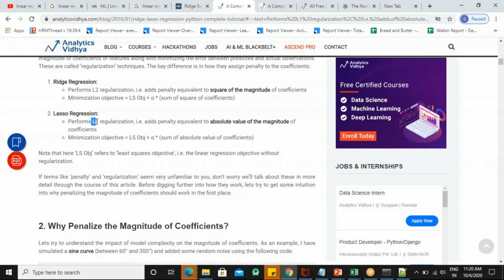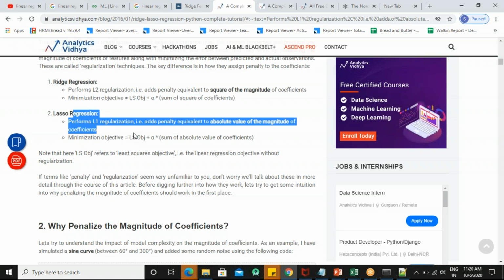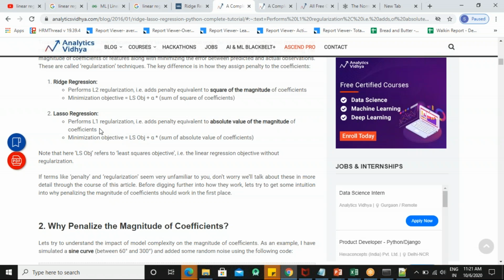Ridge will bring it near to 0, like 0.1, 0.2, 0.3, but will never make it 0. That's the biggest difference. So two differences between ridge and lasso: one is L2 form, another is L1 form, so you have to explain the formula. And second difference is lasso even acts like a feature selection, where it drops some of the features by making their slope 0.